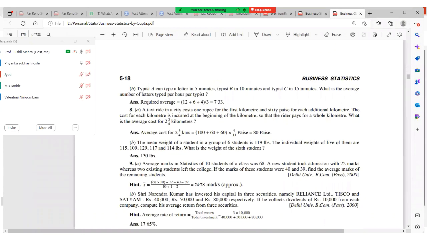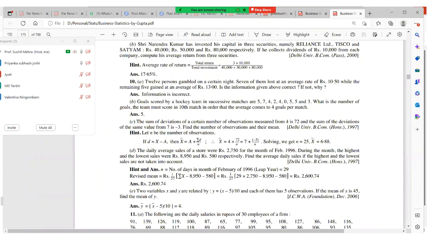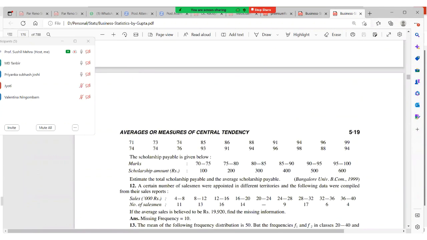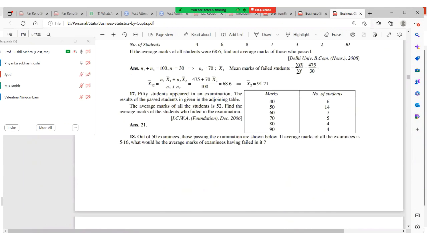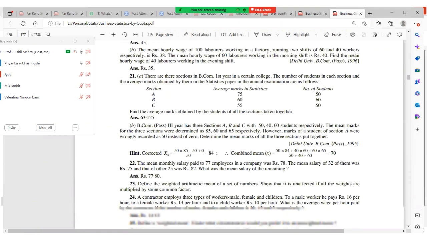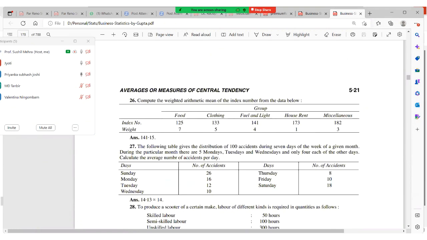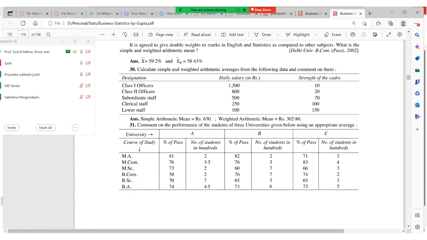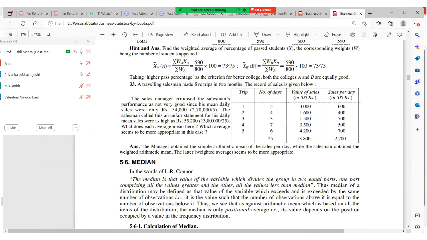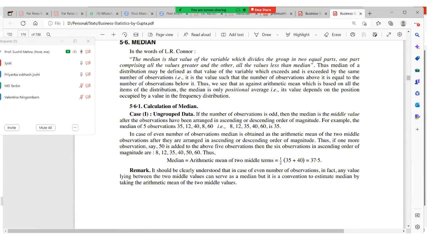Is this clear? Yes, sir. Your mean is over. Fine. Now, let us start with the median.